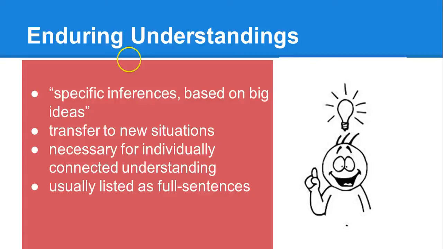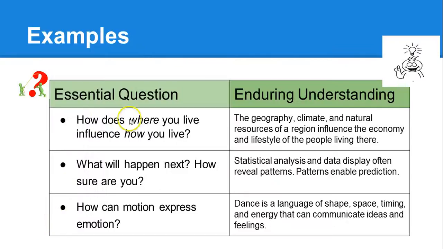Here are examples of how essential questions and enduring understandings relate. I'll show the first one. So an essential question like, how does where you live influence how you live? The answer, the enduring understanding, would be the geography, climate, and natural resources of a region influence the economy and lifestyle of the people living there.